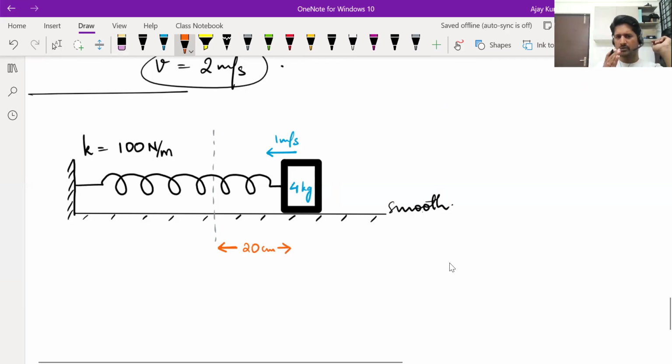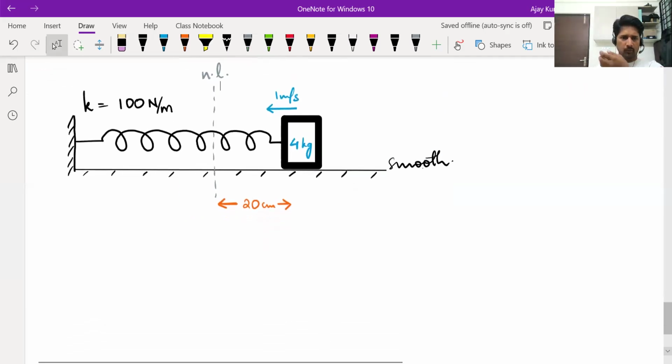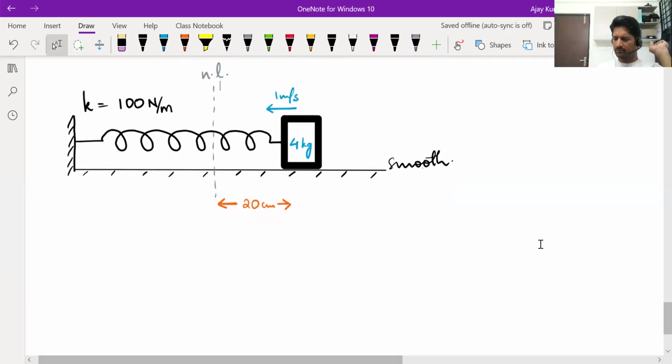So block is moving to the left. Spring is also in the process of relaxing. But it's still not relaxed. It's still stretched, as you can see. So it will be pulling the block. Block speed will further change.